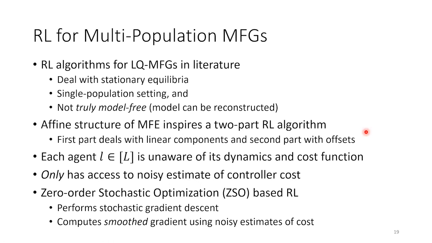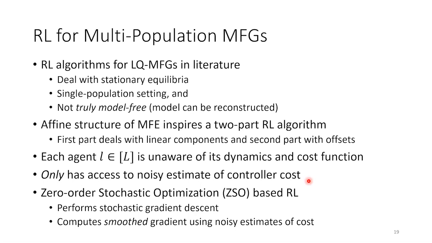And if you remember, there were two components of the mean field equilibria: the linear components and the offset components. We deal with them separately. The first part of the algorithm deals with the linear components, and the second part deals with the offset. This is due to a special structure in the costs of the game. Each agent is unaware of its dynamics and cost function, and it only has access to the controller cost.